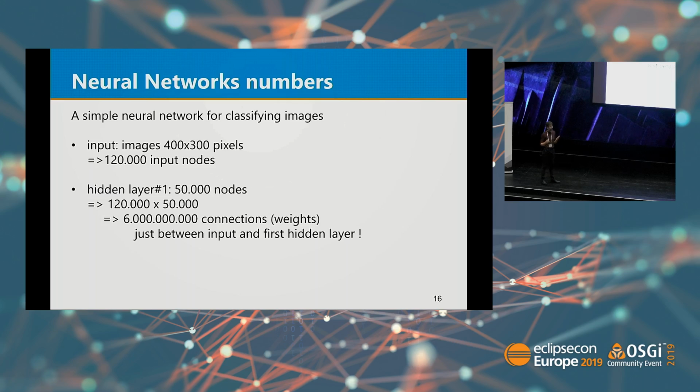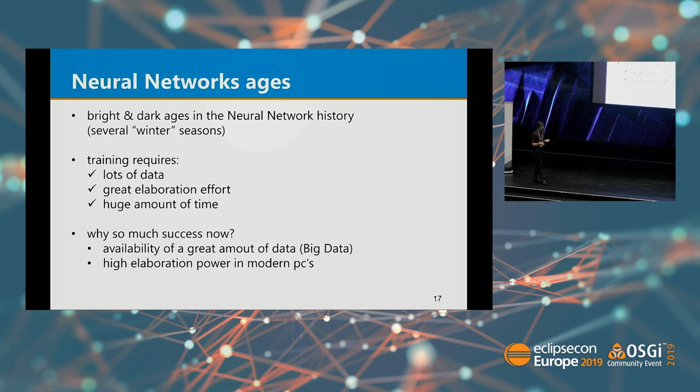So, big numbers. You can imagine why in the history of neural networks there were many dark ages, many difficult times. And why is there so much success now? Well, basically for two reasons. One, we have lots of data now. We have sensors, IoT, devices, internet, data everywhere. And two, machines, PCs, are much more powerful now than before.